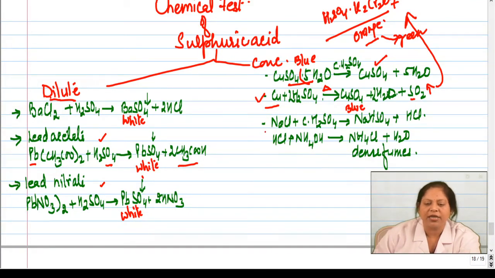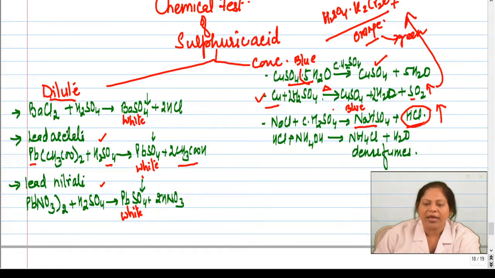Also children, if you take any chloride salt, sodium chloride, potassium chloride, calcium chloride, zinc chloride, ferric chloride, any chloride salt, and you put concentrated sulfuric acid and warm a little, the temperature should be less than 200 degrees centigrade. Then you will get a hydrogen sulfate salt and HCl. Hydrogen chloride gas will be formed.